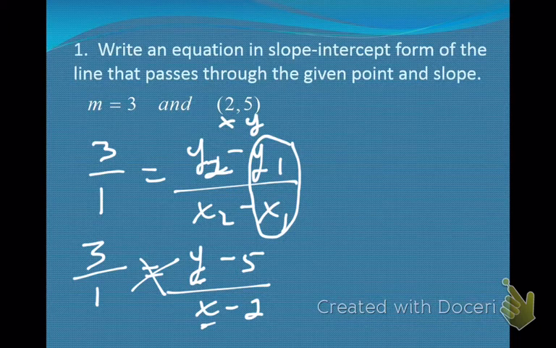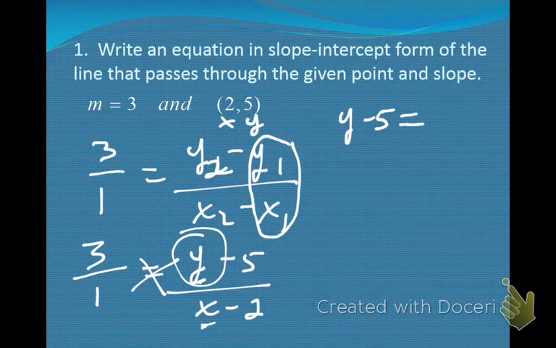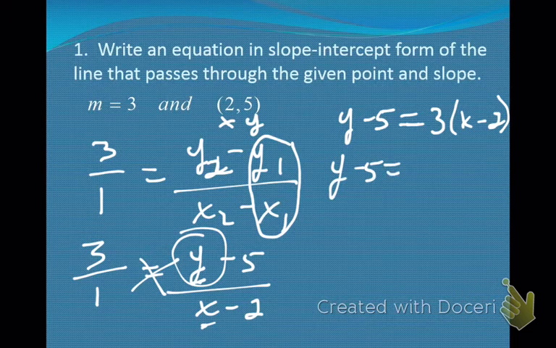All right, so we're going to cross multiply. We're going to work on getting y isolated. So cross multiply, because we have a proportion, and that's how you solve a proportion. 1 times y minus 5 is just y minus 5. And then we distribute that 3. Remember, this is 3 times x minus 2. So you get y minus 5 equals, now distribute, 3x minus 6.